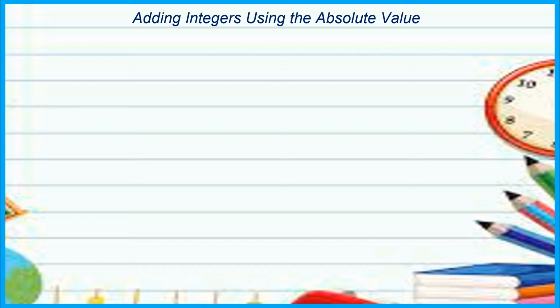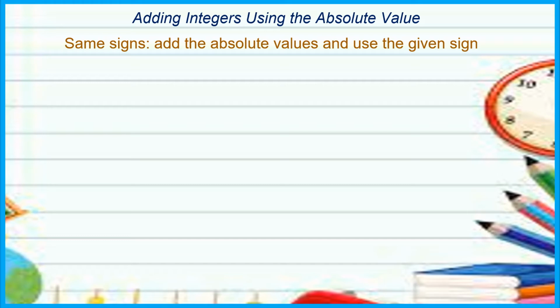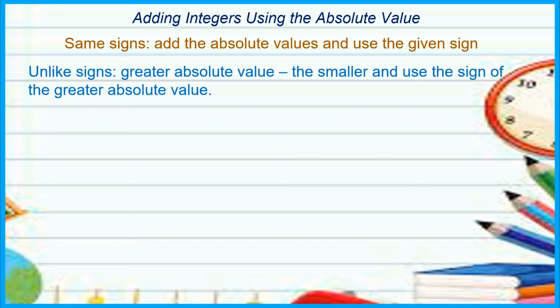Now we are ready to add integers using the absolute value. First, we are going to follow two rules under using the absolute value. The first rule is same signs. We need to add the absolute values and use the given sign. The other one is unlike signs: greater absolute value minus the smaller, and use the sign of the greater absolute value. So let us have some examples.